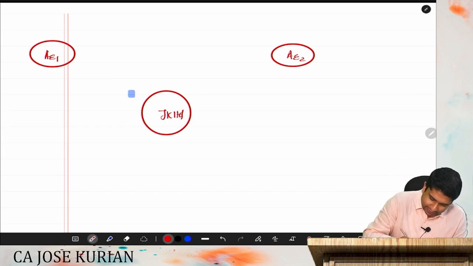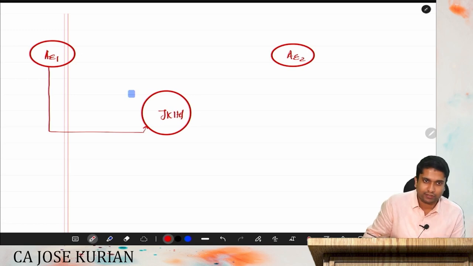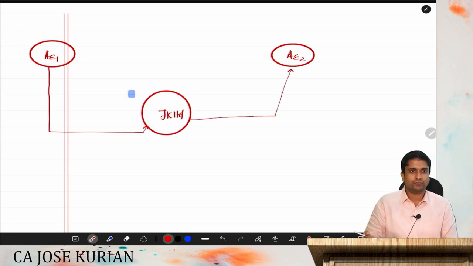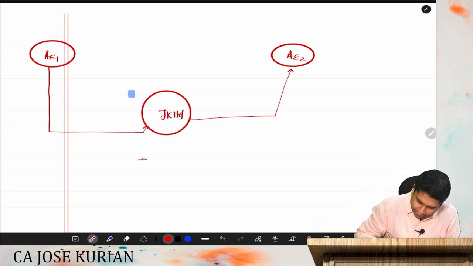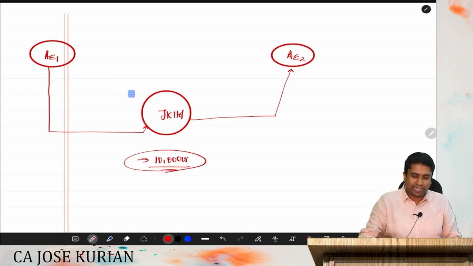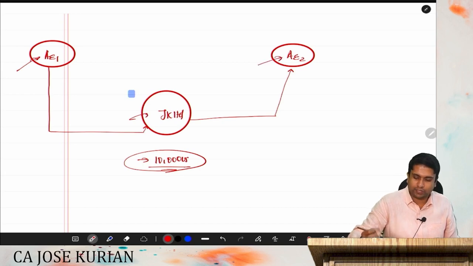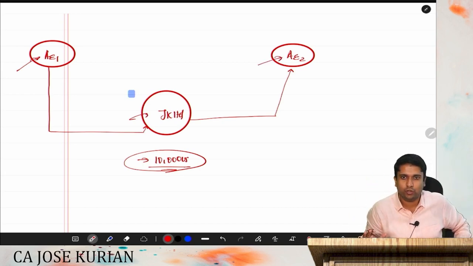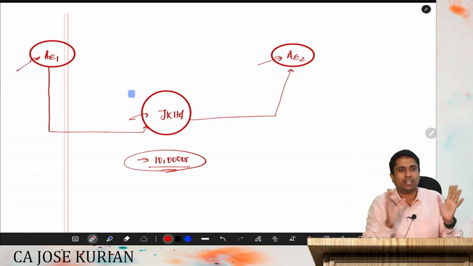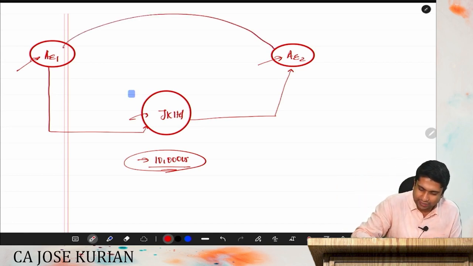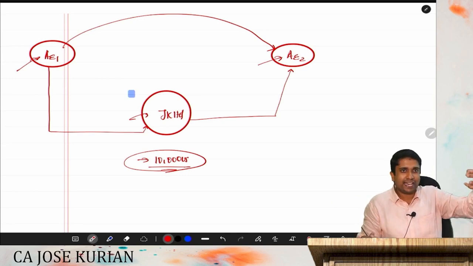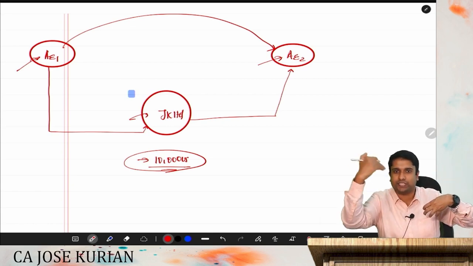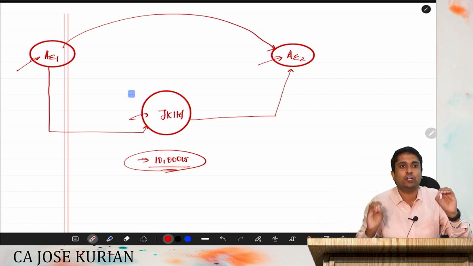JK Limited buys goods from AE1 and sells goods to AE2, and they are making a profit. Say 10,000 crores is the profit made by JK Limited by doing this activity. Anyways, AE1, JK Limited, and AE2 all are under one single control. Yes or no? All are same constituent entities or all are associated entities. This AE1 can directly sell products to AE2. They don't require JK in between. Yes or no? If JK is buying goods from an associated entity and selling goods to an associated entity, thereby making a profit, that profit is said to be a passive income.